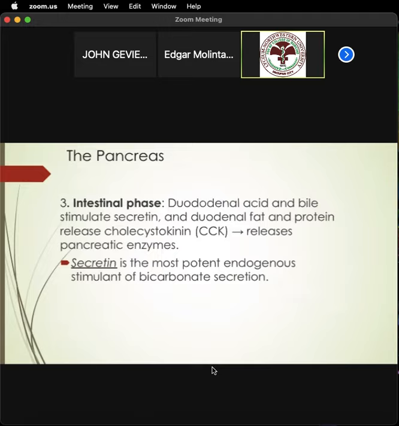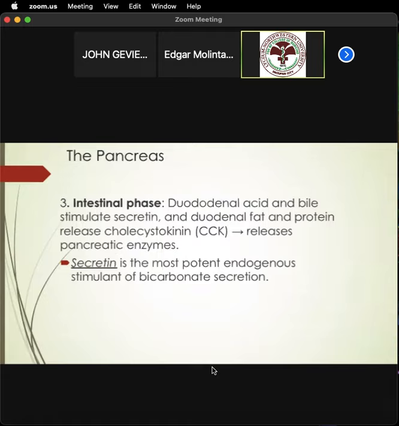Then after gastric, of course, the intestinal phase will follow. Okay, duodenal acid and bile stimulate secretin, and duodenal fat and protein release cholecystokinin. Okay, so the cholecystokinin is located in the duodenum, which releases pancreatic enzymes, and of course the release of bile coming from your gallbladder. Okay, the concentrated bile coming from your gallbladder.